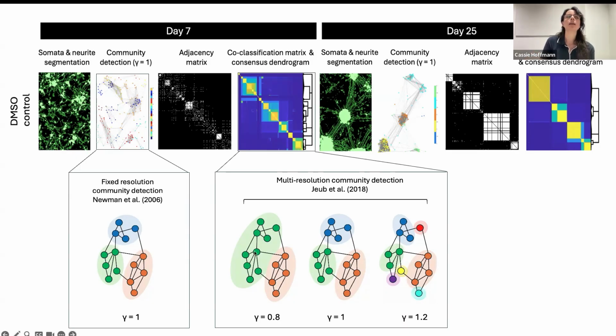And then what it does is it calculates the stability of the community identity of each one of these nodes across resolutions. So that's what's being represented in this co-classification matrix here.